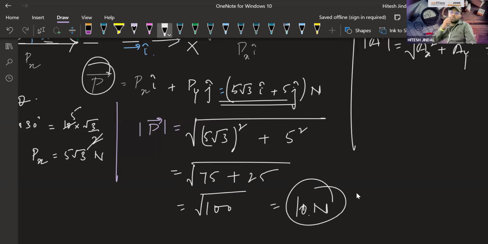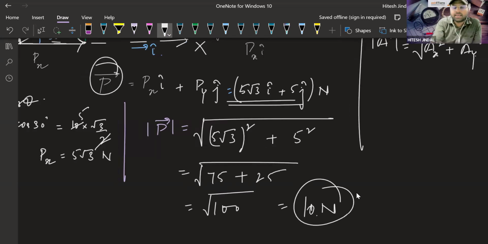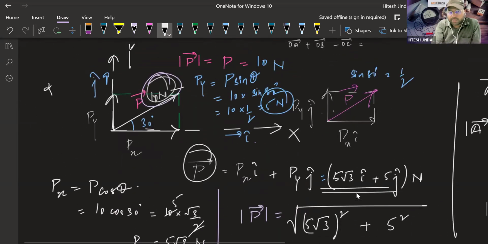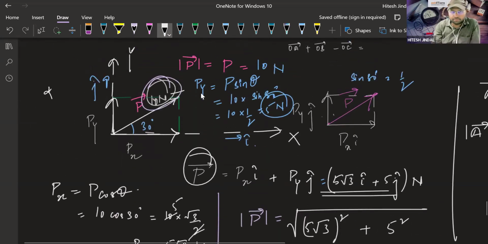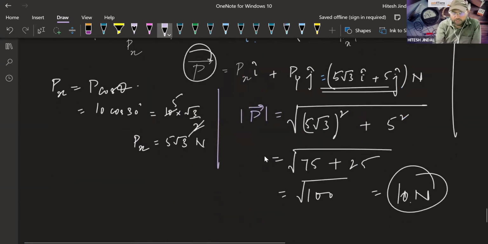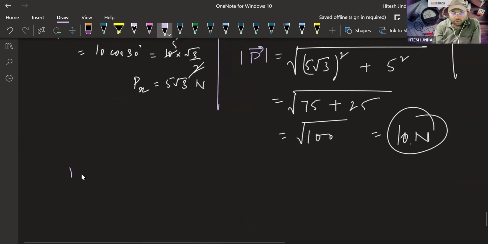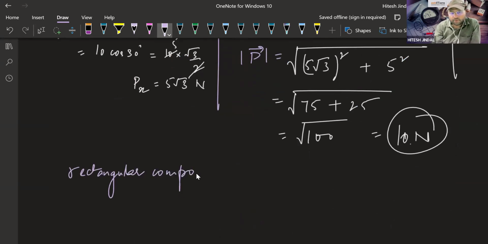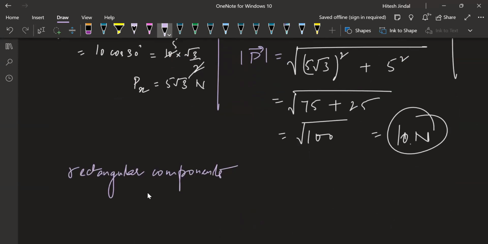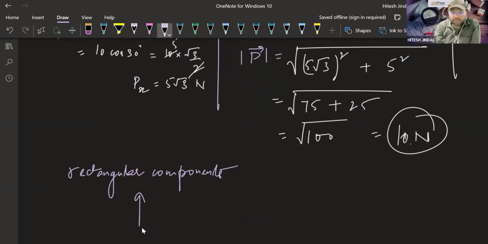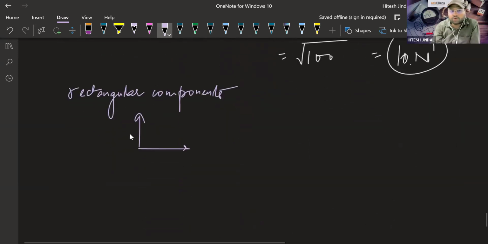So any vector can be represented in the form of its components. And what do we call these components? This px i cap and py j cap, right? We call these components rectangular components. Tell me, why do we call them rectangular components? Because these components are perpendicular to each other.